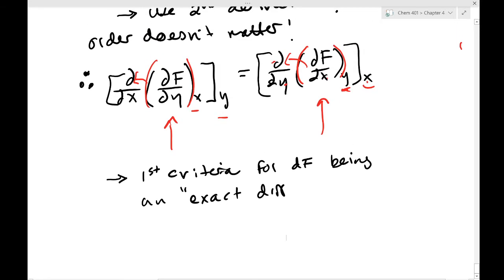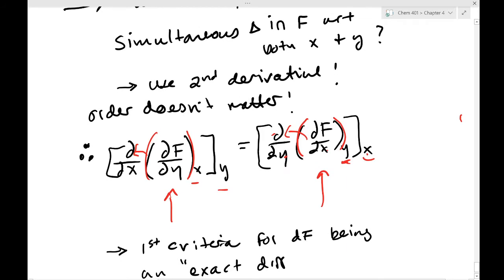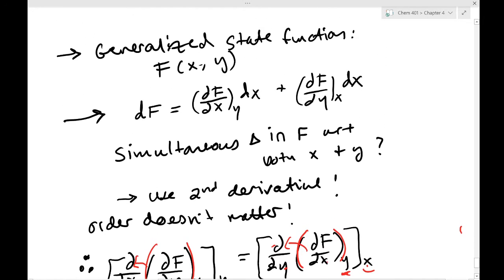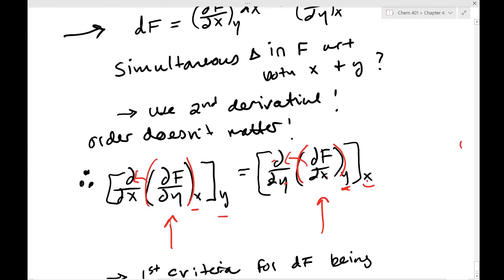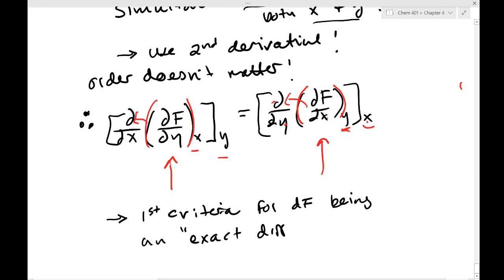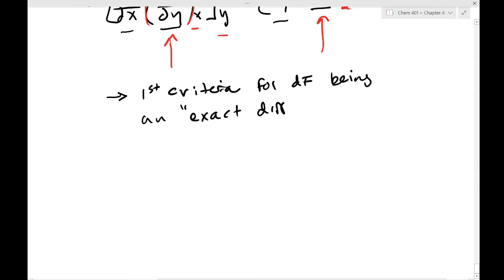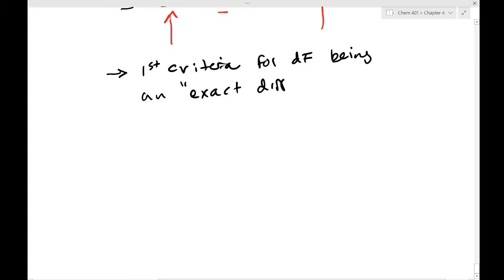We stopped with this noticing that our mathematical state function, this generalized state function, when we look at the simultaneous change in f with respect to both x and y, it doesn't matter which one we look at first. We can take the partial of y first and then the partial of x, or the partial of x first and then the partial of y, and they are identical to each other. So for our state functions, it doesn't matter.